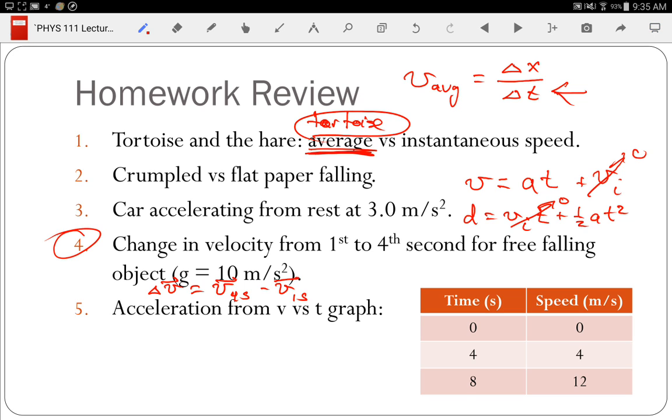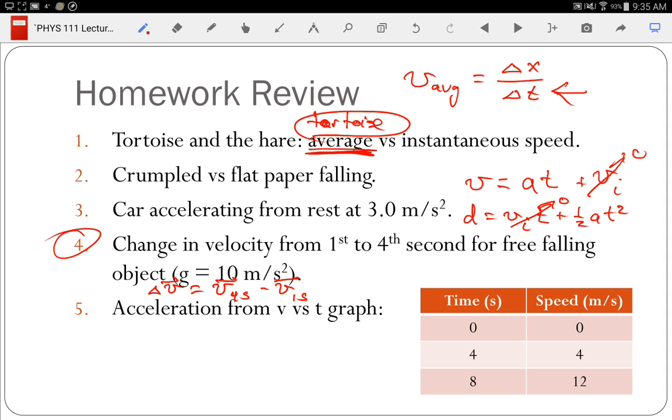A lot of people calculated that the speed at 4 seconds is 40 meters per second, and speed at 1 second was 10 meters per second, and just left it at that. But you were supposed to find the change in speed. And actually not the change in speed, but the change in velocity. What's the difference in speed and velocity?